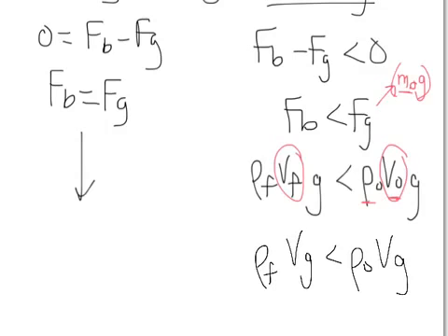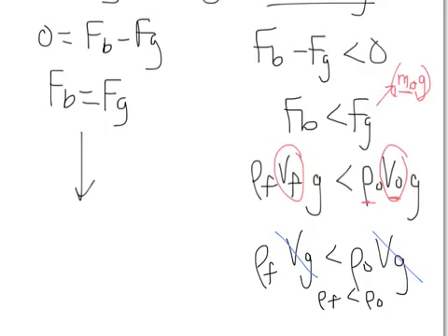If V times G is on both sides, we can cancel them out because they're all multipliers, giving us rho F less than rho 0. Let's make sense of this. If the density of the object is greater than the density of the fluid, that means it's going to sink, and that's what we had, sinking. Or if you could say the density of the fluid is less than the density of the object, it also sinks.